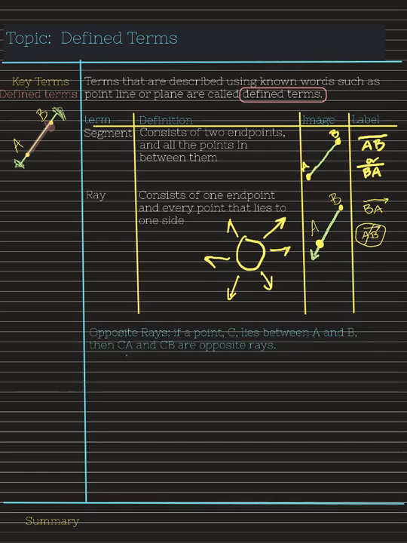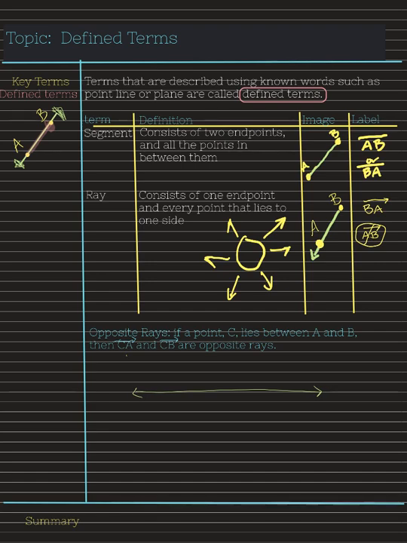If a point C lies between A and B, going back to that original picture up there of A and B, then CA and CB are opposite rays. And let me use the proper symbols here and here. So let me draw a picture of what this would look like. If I have my original line, AB, and I did rotate it so that it's in a different direction.